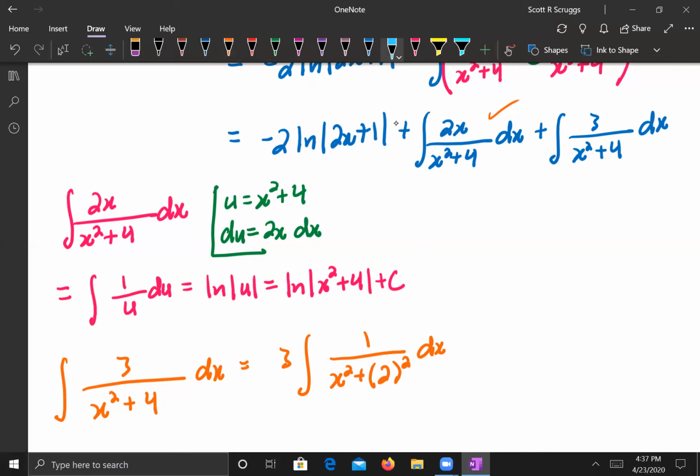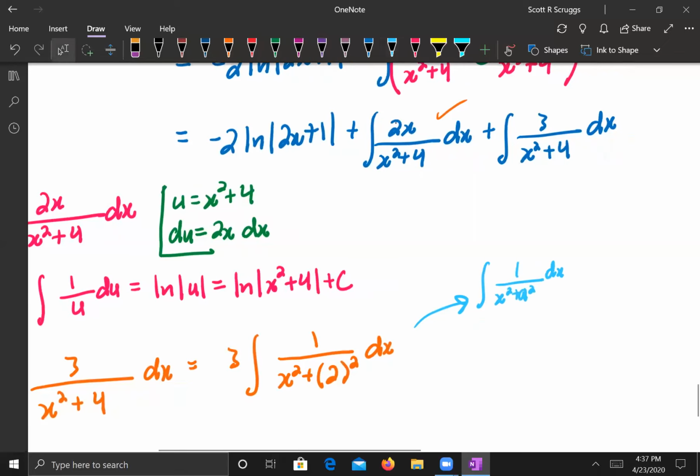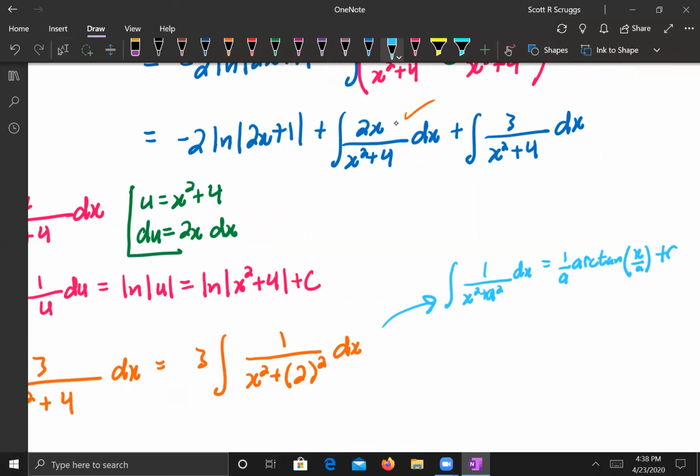And in particular, the antiderivative rule that I'm thinking of, this is one that we haven't used in a while. If we just had x squared plus 1, we know that that's arctan off the bat. But if it's another constant squared, then for arctan, its antiderivative is 1 over that constant a times arctangent of x over a plus c, where in this case, a is equal to 2.